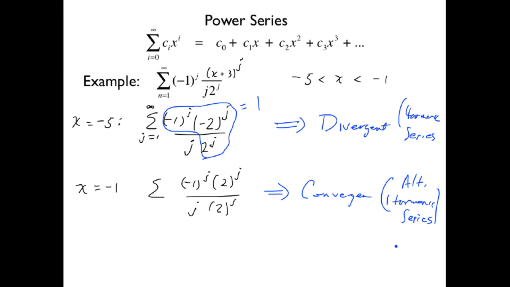Is the alternating harmonic series absolutely convergent or conditionally convergent? Conditionally. You have to have the alternating because if you don't have the alternating, it's the harmonic series. So just straight up convergence, this is our answer.